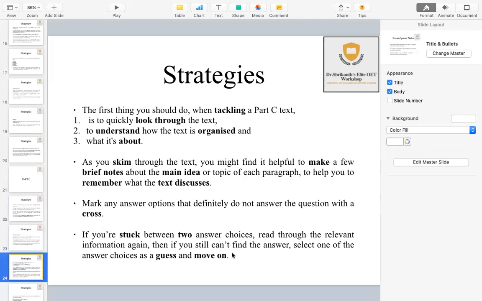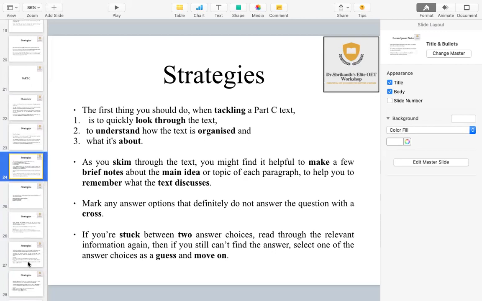And if you're stuck between two answer choices, all right, this is like a 50-50 toss. What you have to do is take a wild guess and move on, because again, time is the enemy. If you have lots of other questions to answer and there are two possible correct answers, you read through the information in the question and the text once again, and then take a wild guess, hope that's the correct answer, and move on. There are no negative markings in OET.